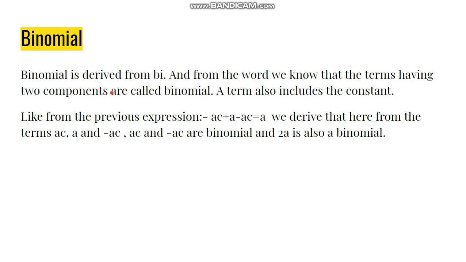Next we go to binomial. Binomial is derived from the word bi, and from the word we know that the terms having two components are called binomial. A term also includes the constant. I have written it once again that don't just count the variables, you have to count the constants. But don't count the powers here, as powers would result into x or x squared, which produces x into x.